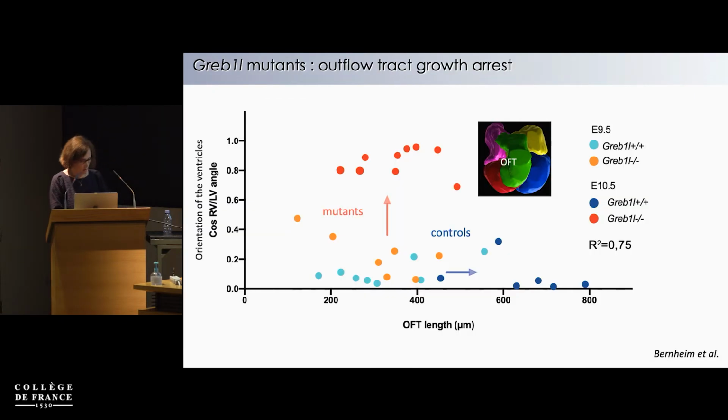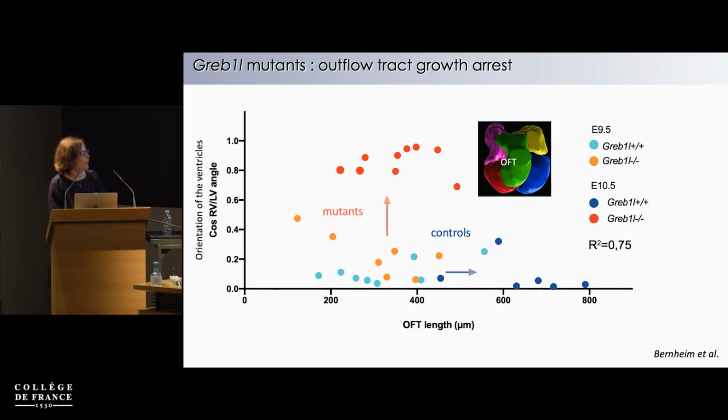So we did some correlation between these parameters, and I will show you here the correlation between the length of the outflow tract and the orientation of the right ventricle and left ventricle. Even though we are in an in vivo situation, we have some variations in the shape that are plotted here by these individual points. If we can quantify these variations in shape, we can get insights into potentially the mechanism and the correlation between these different parameters. So in the controls at E9.5, which is represented here in light blue, you have a certain length of the outflow tract and a certain orientation of the ventricles.